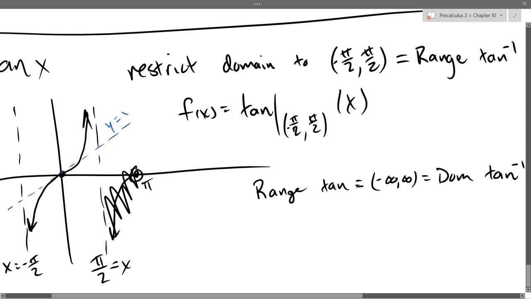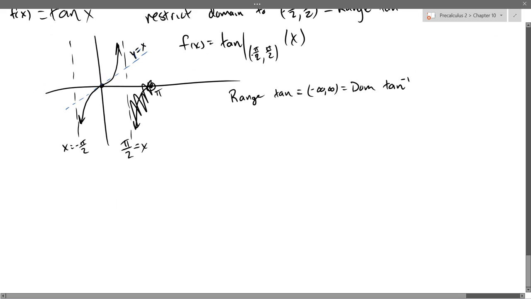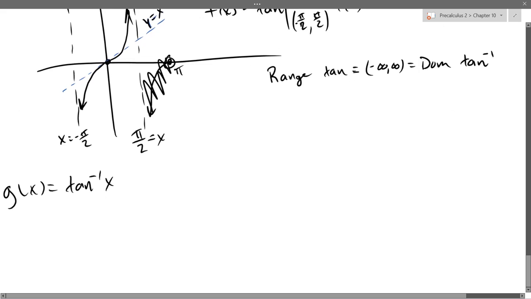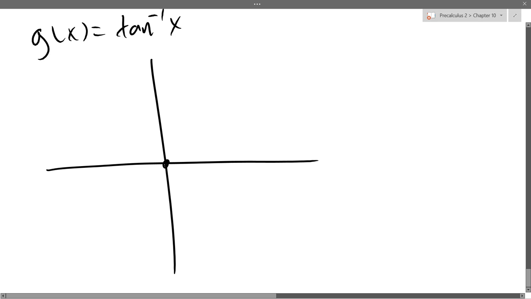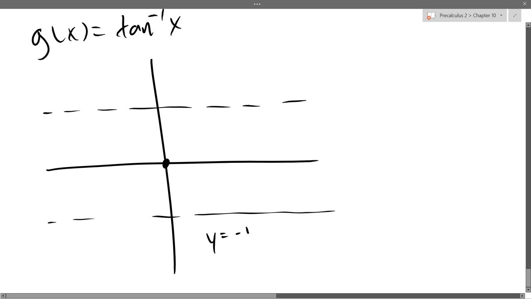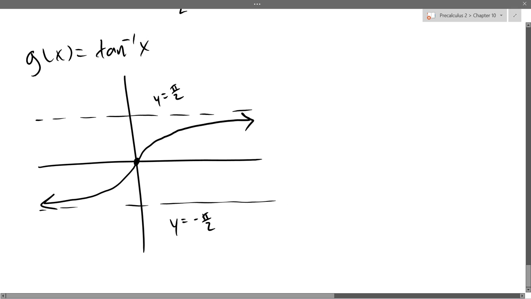So let's go ahead and do that now. I'm going to zoom in a little bit. Hopefully you have the tangent graph already written down. So with our tangent inverse graph, we still get the point 0, 0. We now have two asymptotes, but they're horizontals, and they are y equals negative pi over 2 and y equals positive pi over 2. And our graph is going to go mostly rightwards. As we go right, we'll go up, and then down to the left, approaching these asymptotes. So there's our graph of tangent inverse x.